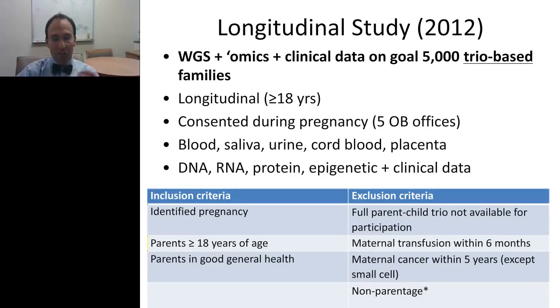And this is just a snapshot of the inclusion and exclusion criteria. So we are biased in several ways, admittedly. One is we require full trios, so mom, dad, and baby. We're also biased, and this sounds facetious, but it's true, for fertility, right? So these people have to have had a child. And then there's certain criteria you can see there having, for example, to do with cancer or transfusions that we exclude folks because it would affect the omic analyses.